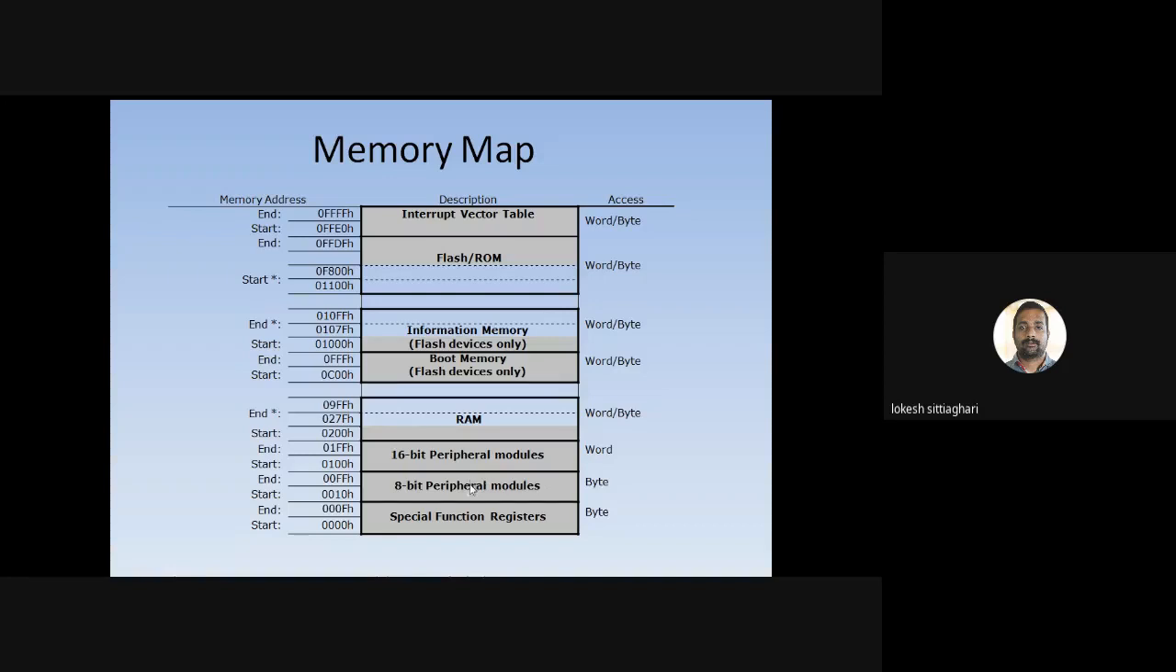That's why each and every peripheral module is going to be given one address. So there's a byte address. Next we are going to have the word 16-bit peripheral modules, starting at 100H and ending at 200H. There we can give the addresses of the 16-bit peripheral modules.